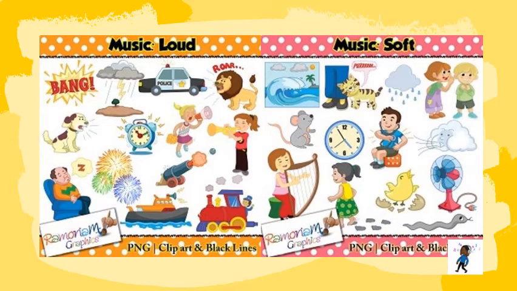Dynamics can be loud or soft. Here are some examples of loud sounds: thunder, a lion roaring, an alarm clock, or fireworks. Here are some examples of soft sounds: the pitter-patter of rain, the soft tick-tock of a clock on the wall, the whistle of wind, and a harp.